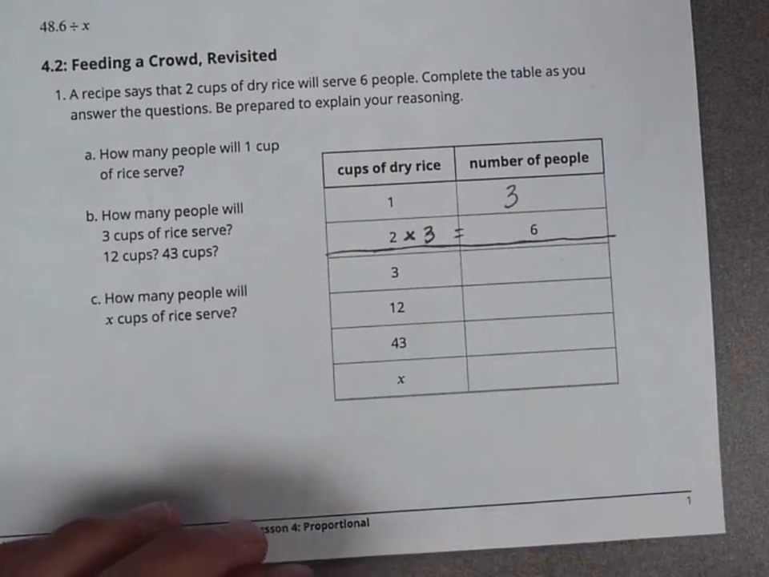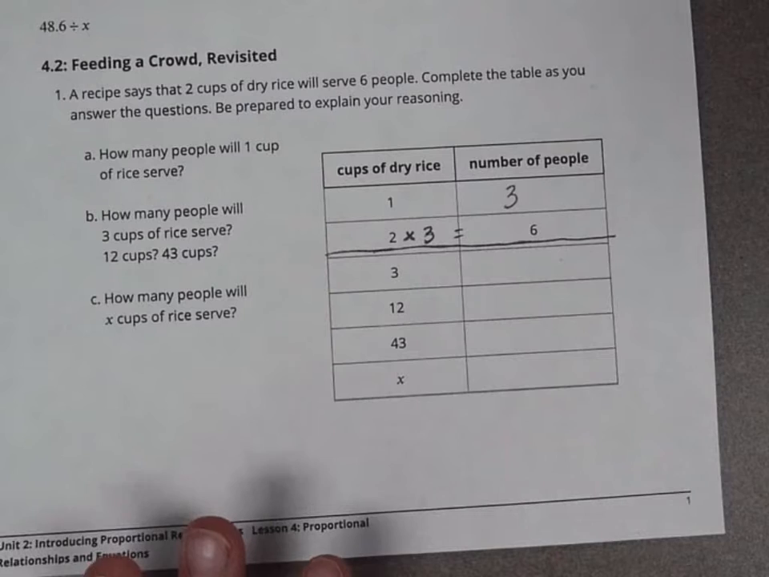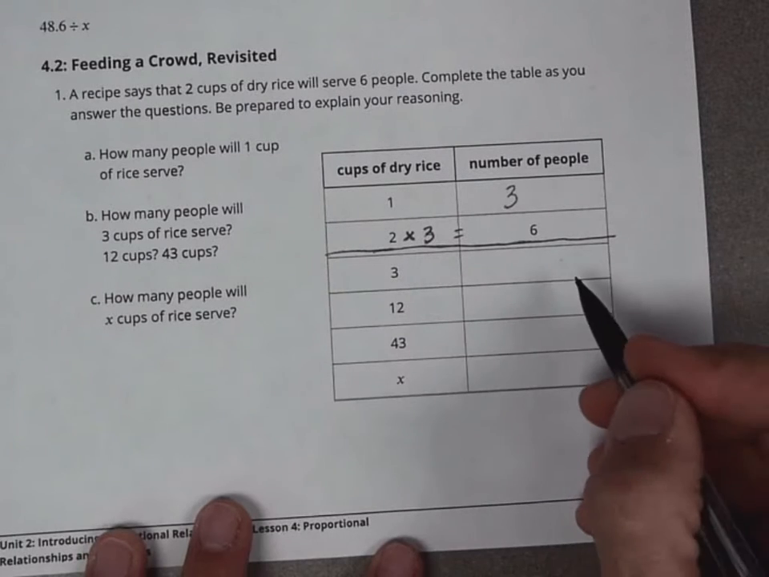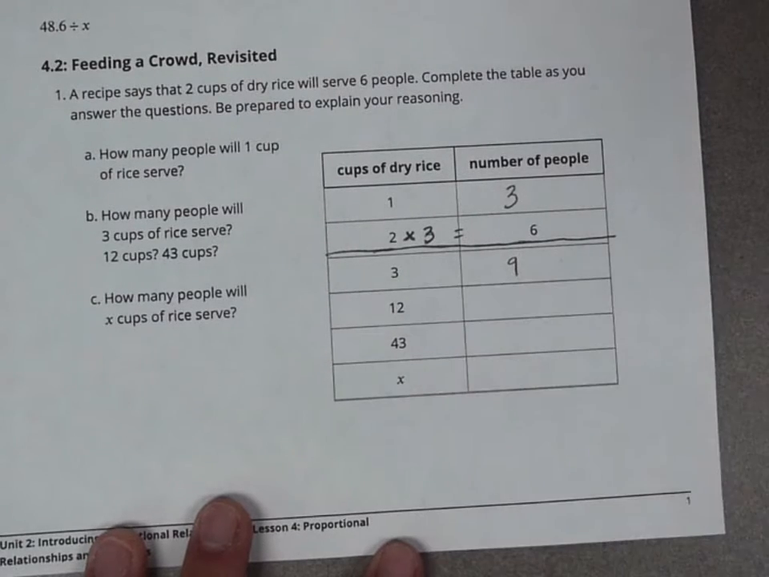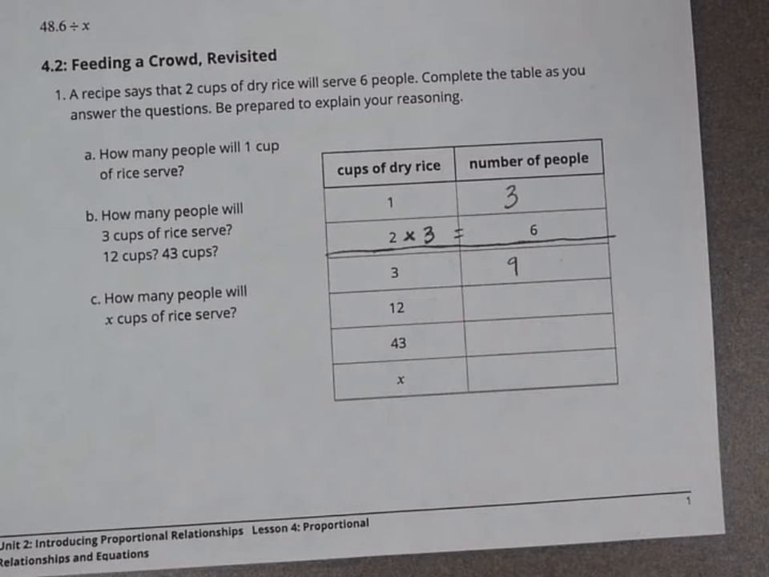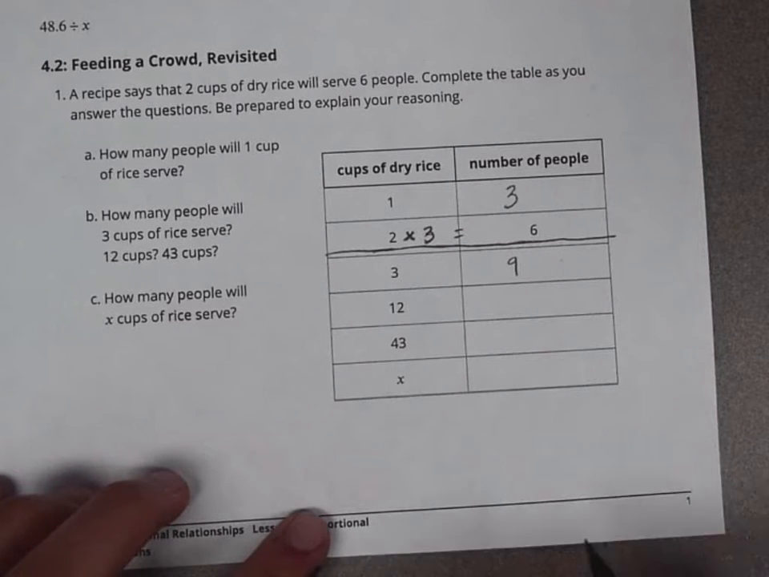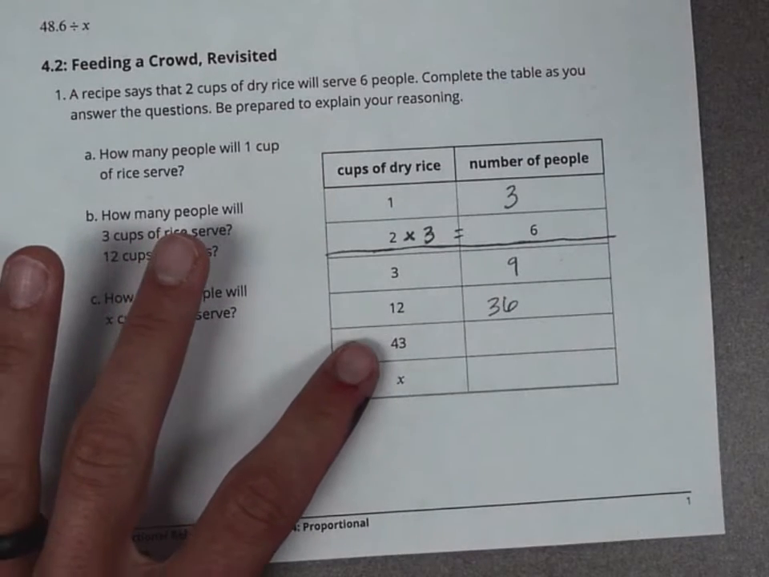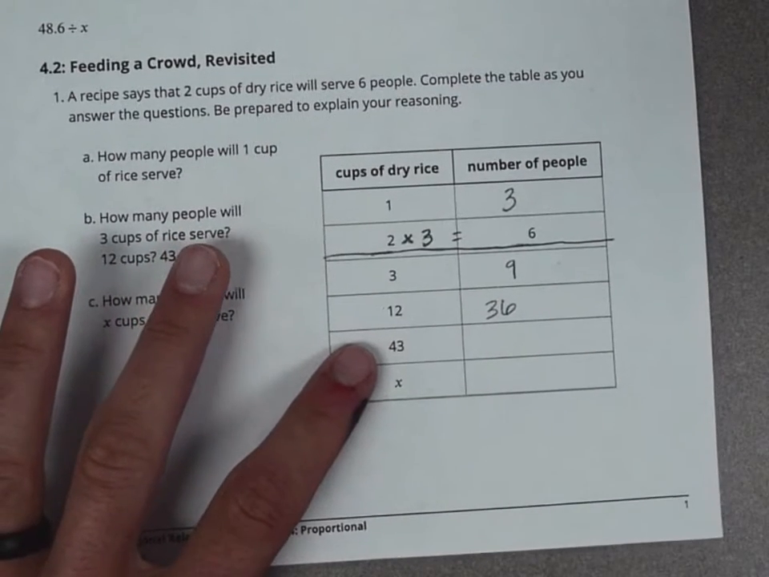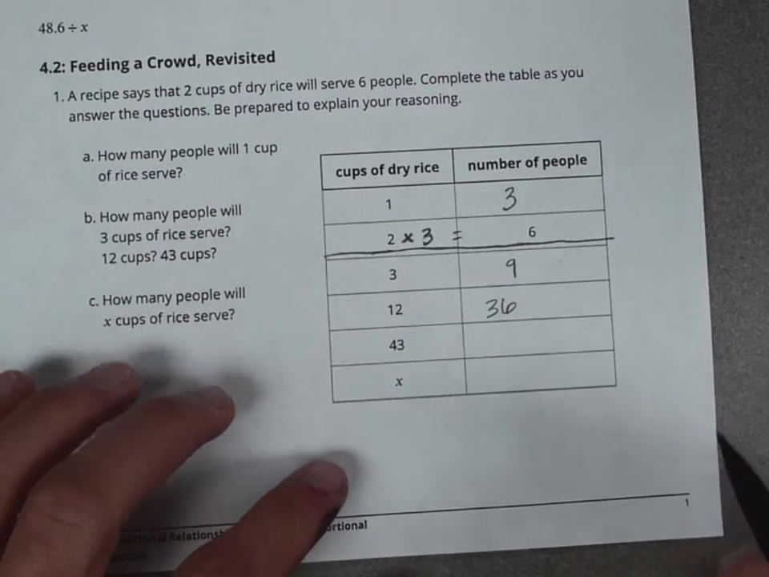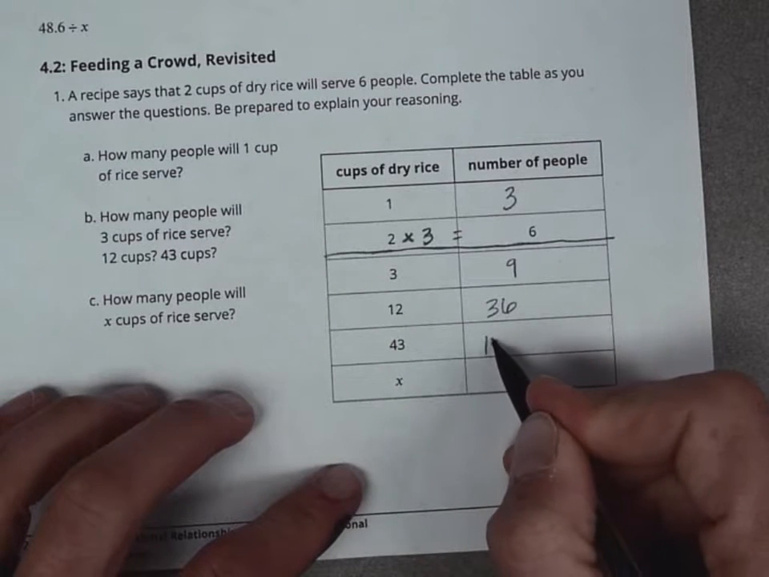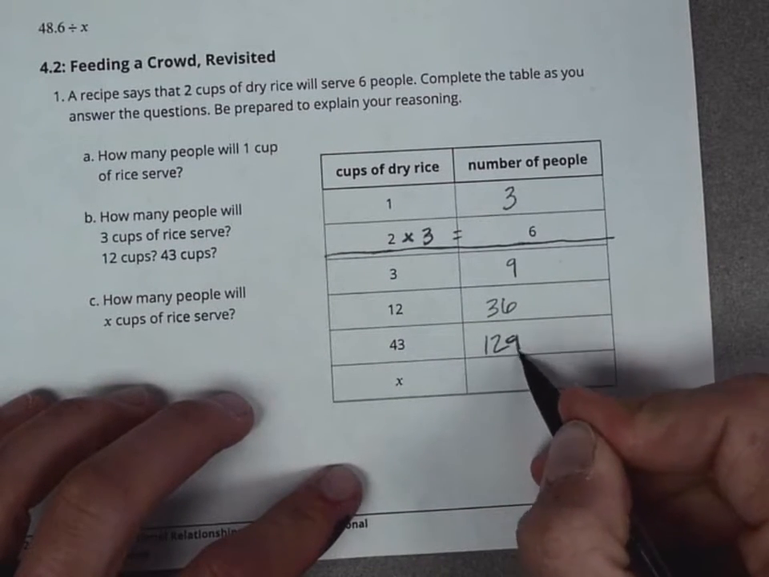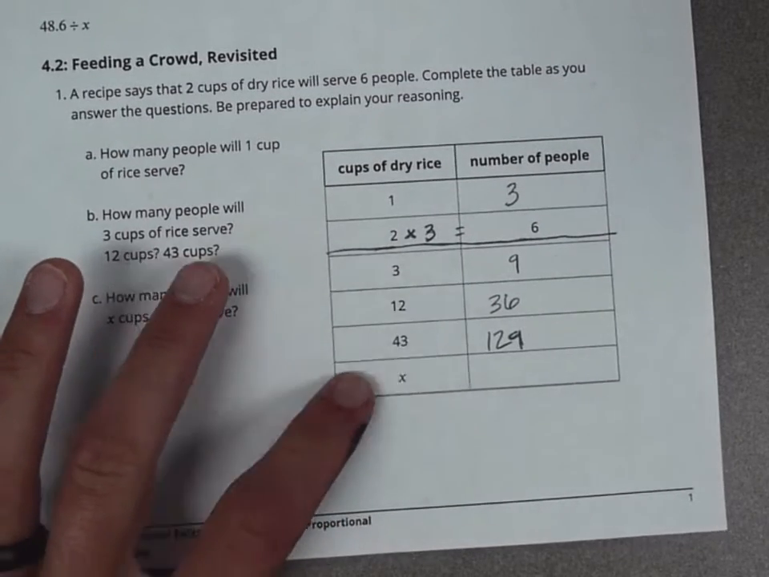Where are you, Angel? Angel went to go get his book. Okay, so let's hear from Jocelyn. What did you get? 9. 9, yeah. 3 times 3 is 9. Then if I have 12 cups of dry rice, then Angelina, how many people can I feed with that? It's 36. Yeah, 36 people, okay? And then if I have 43 cups of dry rice, then Morgan, how many people can I feed? 129, exactly.